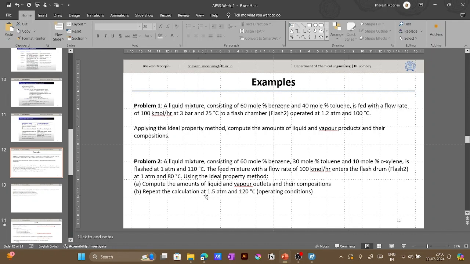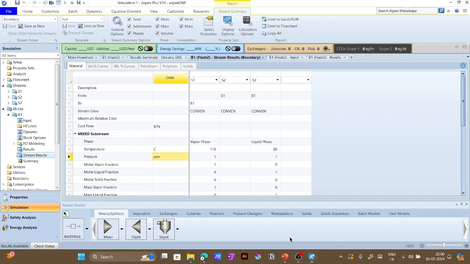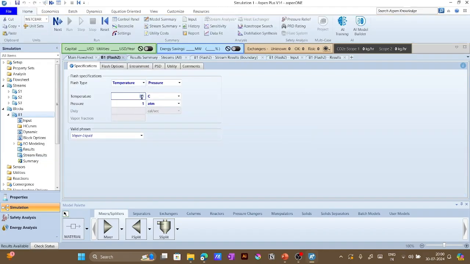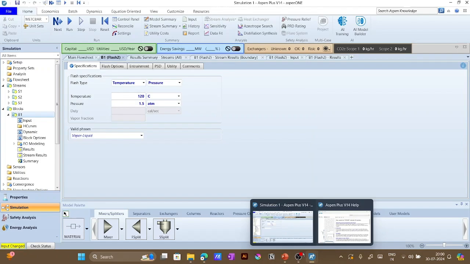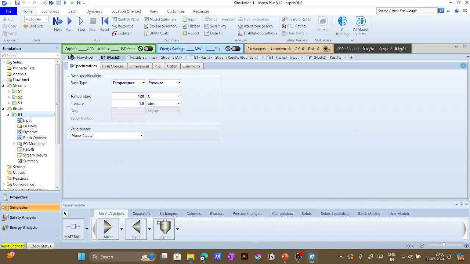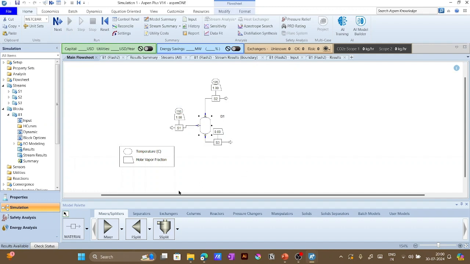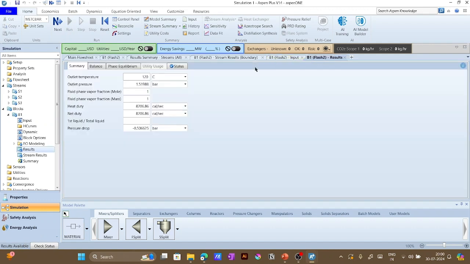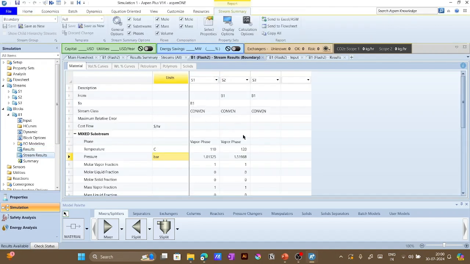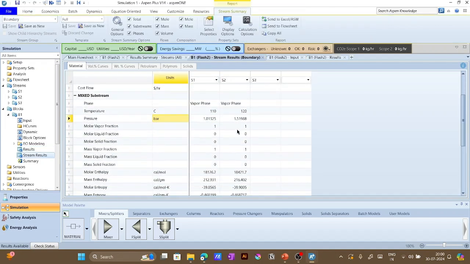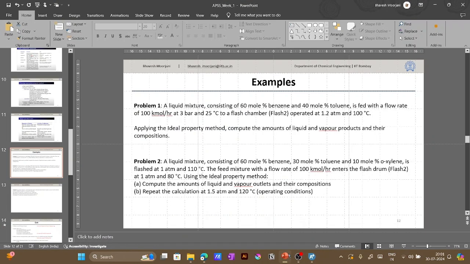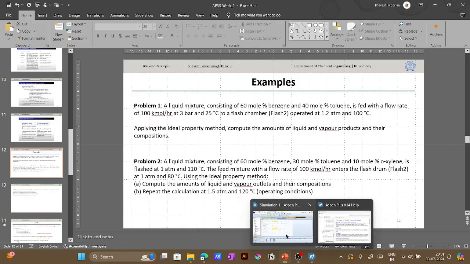Now repeat the same calculation at 1.5 atmosphere and 120 degrees centigrade operating condition of the flash drum. So if I do that, 120 degrees centigrade and 1.5 atmosphere, right? This condition, and if I rerun it, result completed. What you will see in the results is that now you are getting only vapor product. So at 80 degrees centigrade operating condition of the flash drum, you are getting only liquid, and at 120 degrees centigrade you are getting completely vapor.